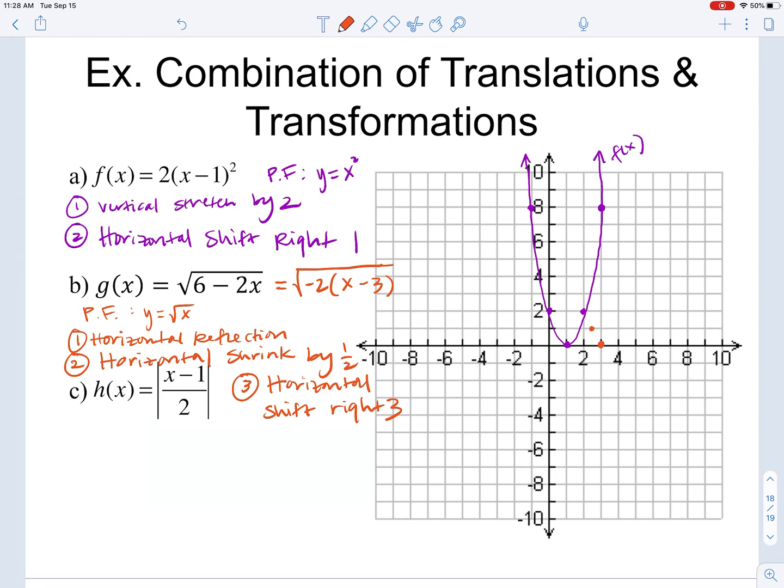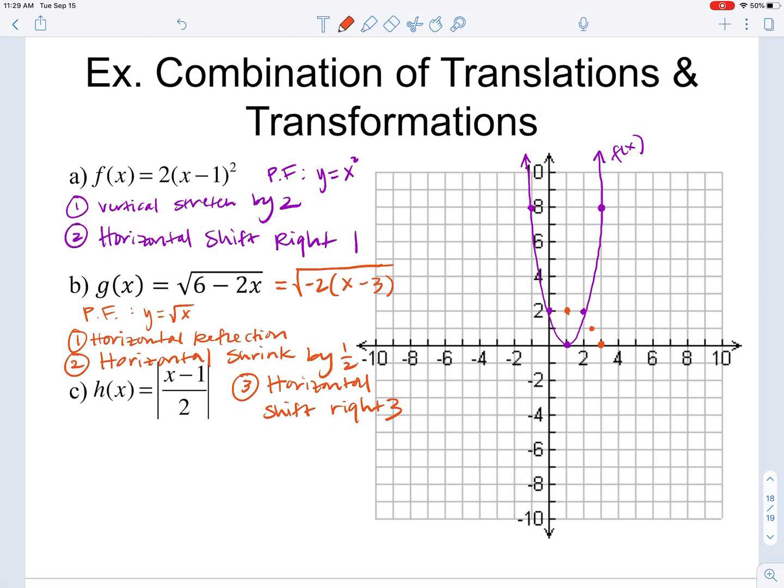For 2 on the parent function, horizontal reflection lands me at negative 4, 2. The horizontal shrink by 1/2 lands me at negative 2, 2. And then I go right 3, 1, 2, 3, landing me at 1, 2. The 3 points are fine.